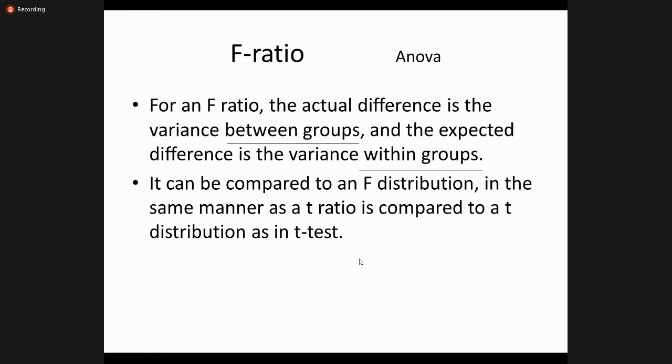For an F ratio, the actual difference is the variance between groups and the expected difference is the variance within groups. Two calculations are needed for the F ratio: the within group calculation and the between groups calculation. It can be compared to an F distribution in the same manner as a T ratio is compared to a T distribution in the t-test. So as we use the T distribution in the t-test, we use the F ratio distribution in the ANOVA.